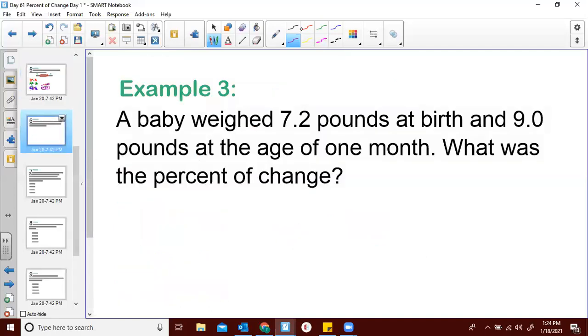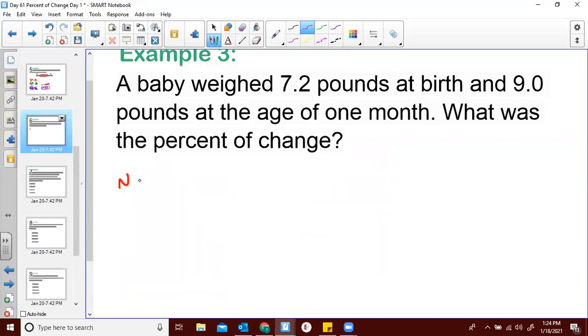Now let's really get into them. I'm going to write the formula down again, with percent over 100. A baby weighed 7.2 pounds at birth and 9 pounds at the age of 1 month. What is the percent of change? We have to look at the question. 7.2 is our old number because that was at birth, and a month later the baby weighed 9 pounds, which is our new number.